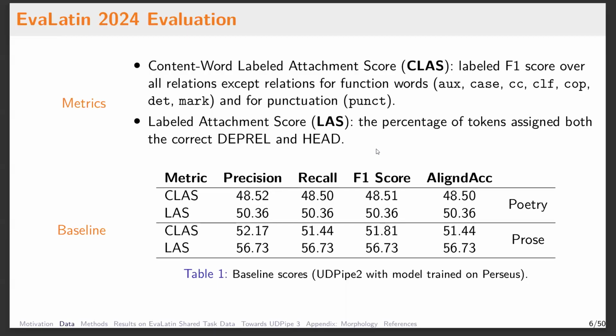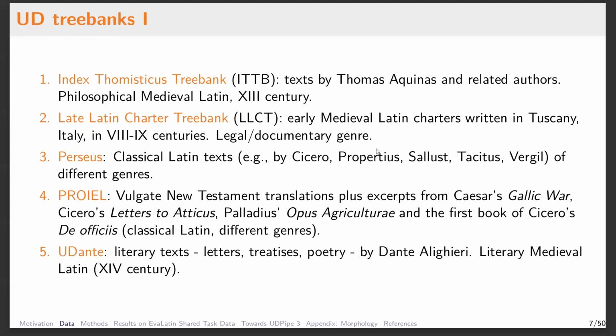In this table, you can see the baseline that was provided by the organizers, and that was obtained by running the UDPipe 2 model trained on the Perseus treebank on test data. Why this baseline? Because the UDPipe model was available on the web interface of UDPipe. If we have a look at the numbers, you see that they are pretty low. These scores are surprisingly low. Luckily, ours were not that low.